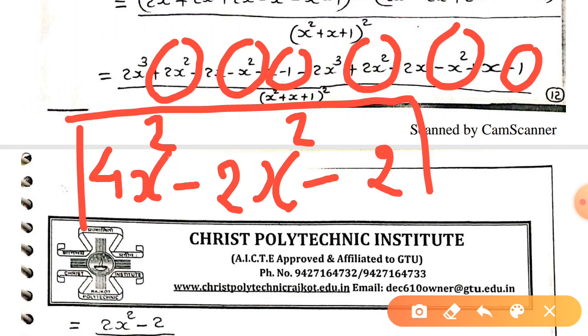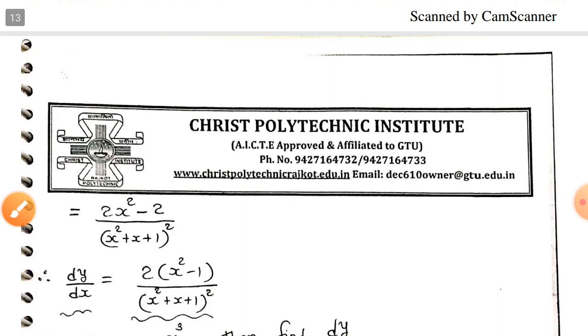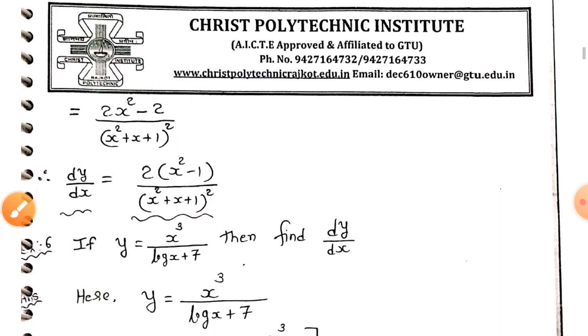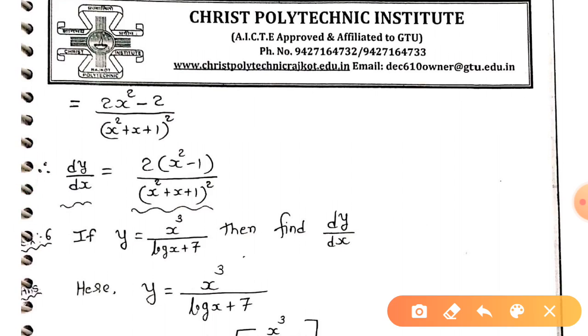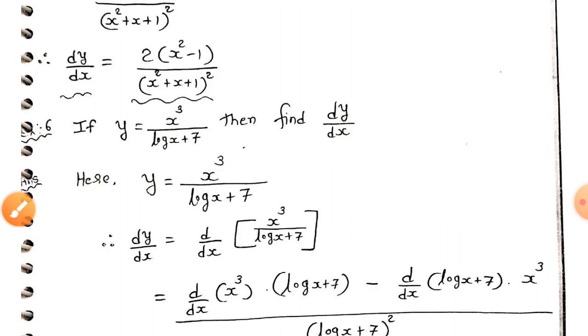So these terms are remaining. Observe here, 4x² minus 2x², its answer should be 2x² minus 2. So here we can write directly 2x² minus 2. Okay, now think, if there is a possibility of a common factor, yes, we can take 2 as common. Take 2 as a common. Okay, so this one is our answer. So we complete example number 5.